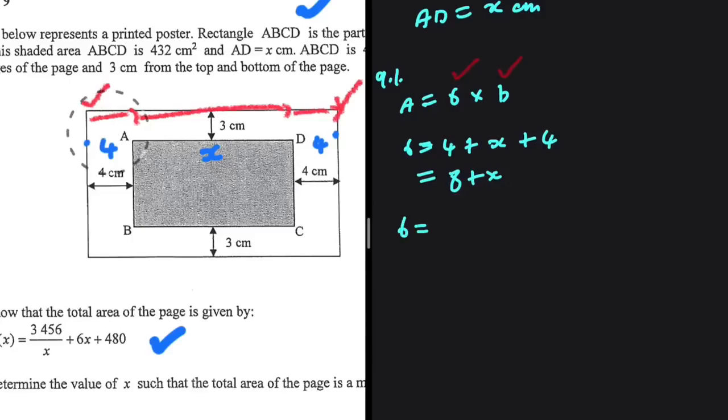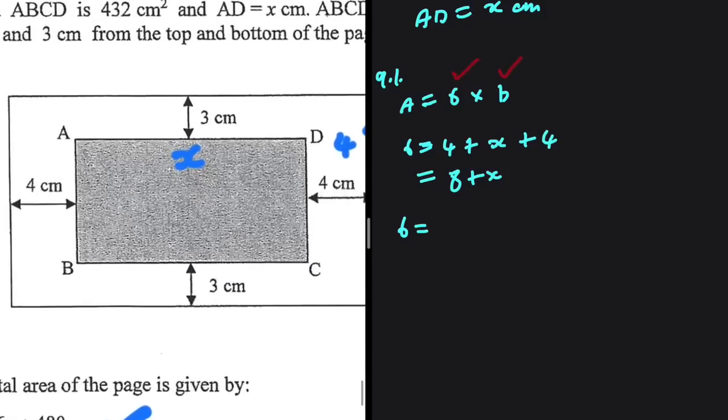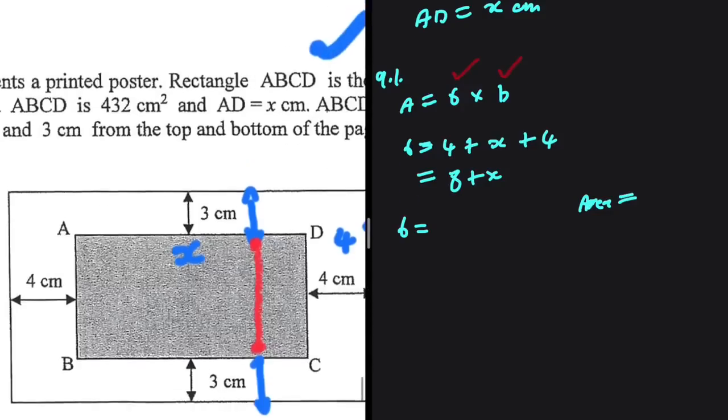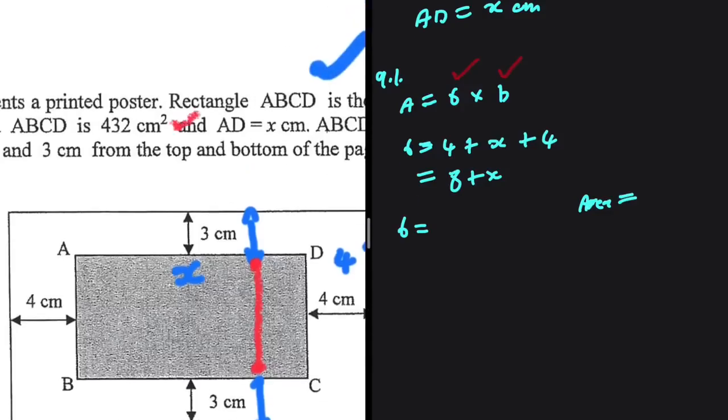Let me just erase this first and see what we have. From here to here we have 3 centimeters, obviously, and then from here to here we have 3 centimeters. We just need the length from this point up to here. How can we do that? We have the area of the shaded area. It is said to be 432 square centimeters. So we have 432.